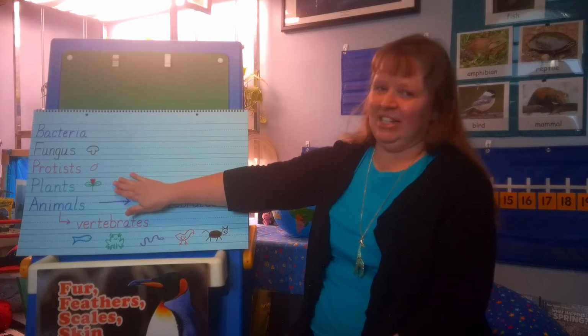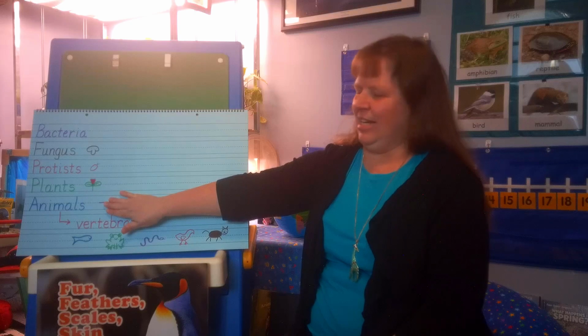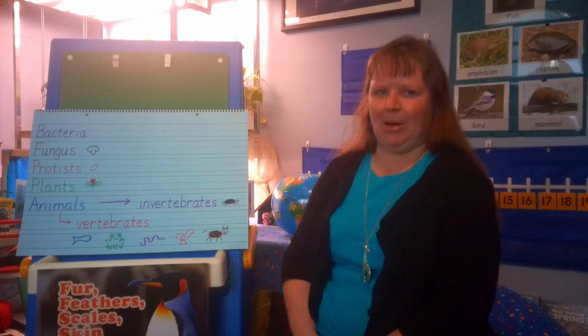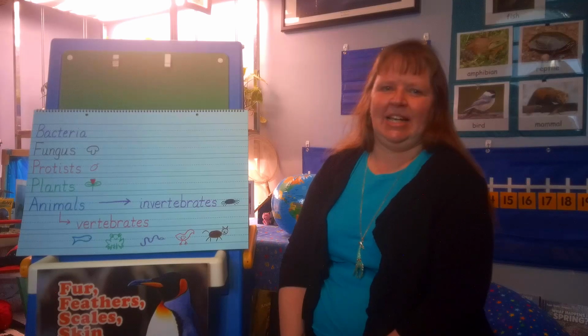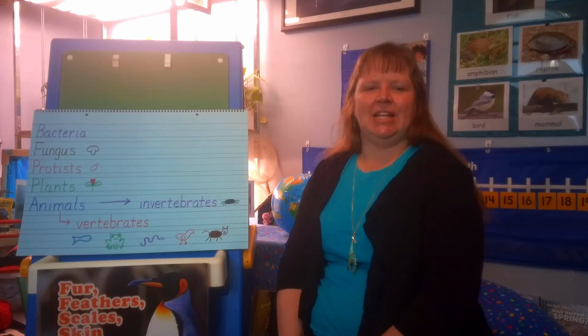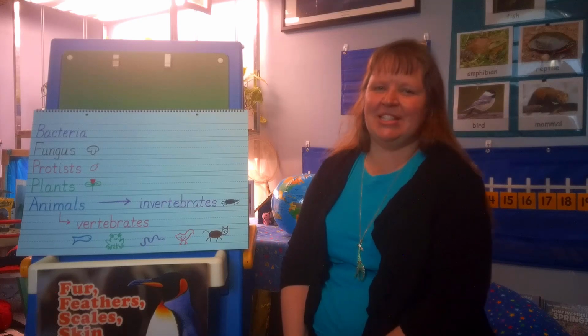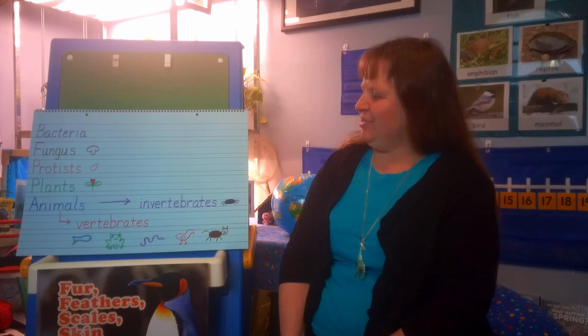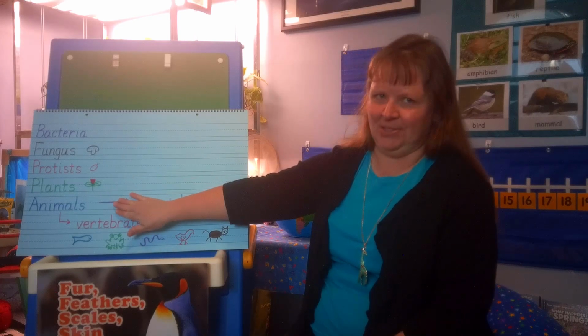Then we start getting into the things that we see more often. The plants and the animals. Now we pretty much have talked about plants. Evergreen trees and trees that have leaves that fall off in the fall. We've talked about those, and seeds and planting. So we've talked about plants quite a bit. Now we're going to get to animals.